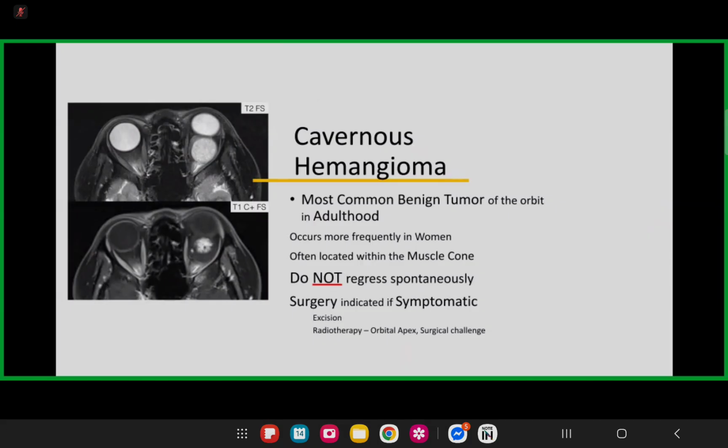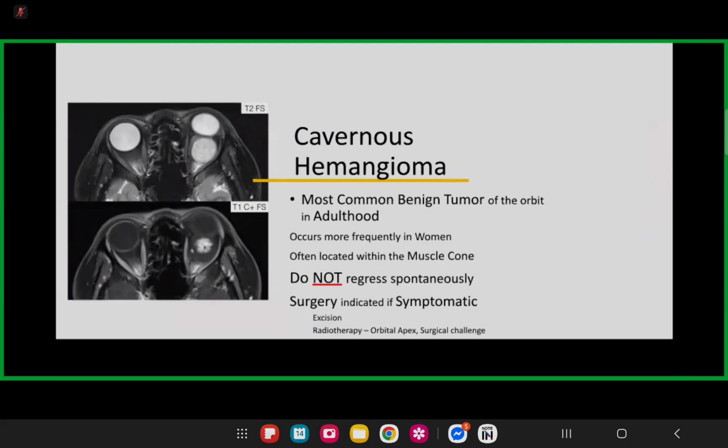Unlike your capillary hemangioma, these lesions do not regress spontaneously. These deeper lesions will continuously produce problems, and therefore surgery is indicated when the patient is symptomatic. So we excise it, especially when it's really at the back part, in the orbital apex. This becomes a surgical challenge.